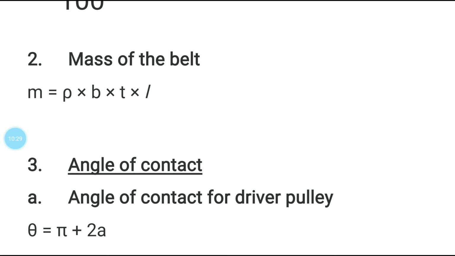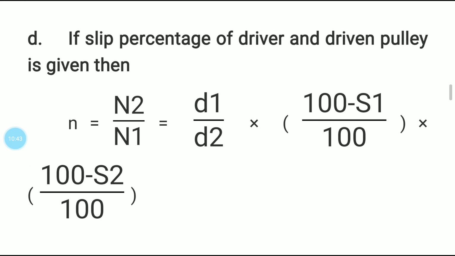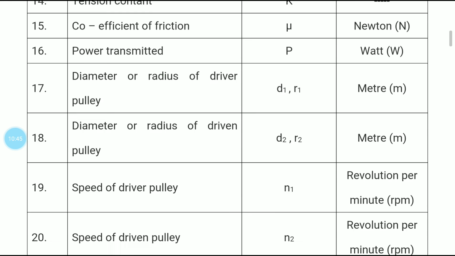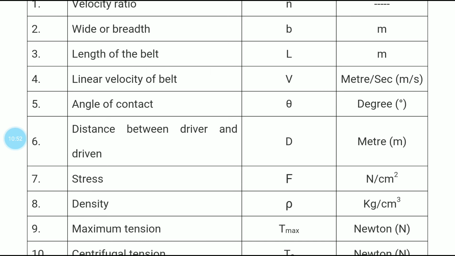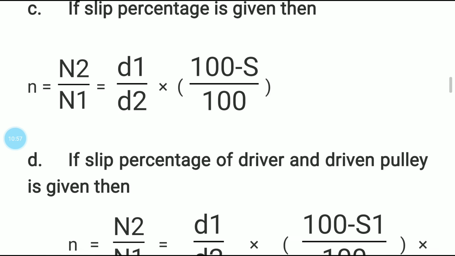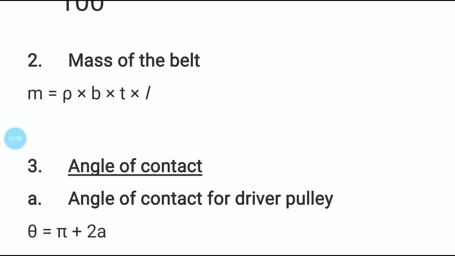Next, mass of the belt. M is equal to rho into B into T into L. So rho, you know what is the meaning of that. Into B, breadth, into thickness, L. If you have any doubt, you can go here and see what is the meaning of rho, density. What is the meaning of B, breadth. What is the meaning of T, thickness. What is the meaning of L, length. So density into breadth into thickness into length.